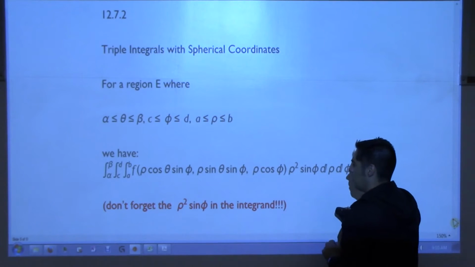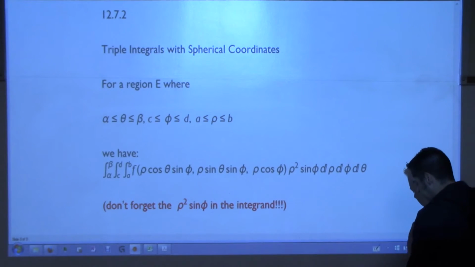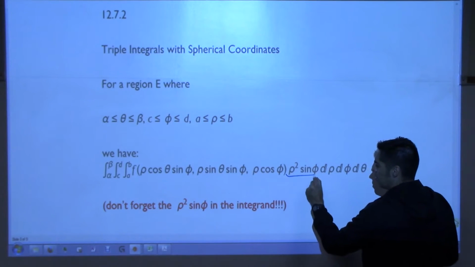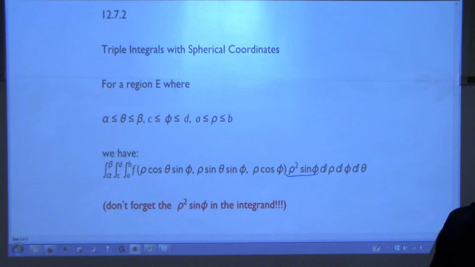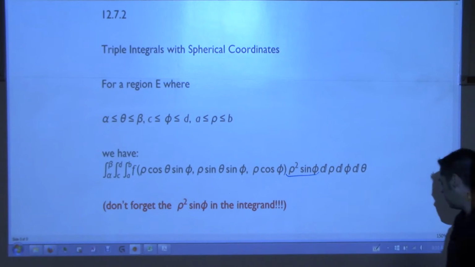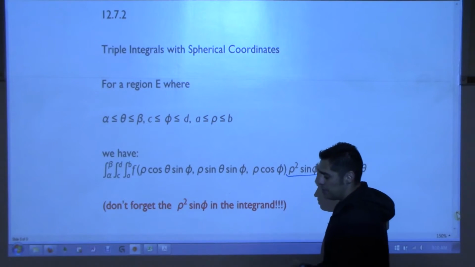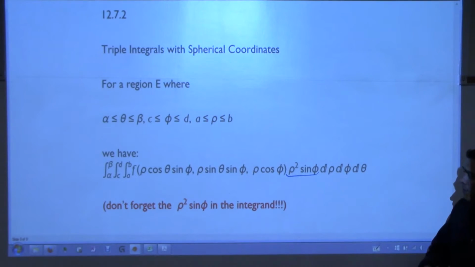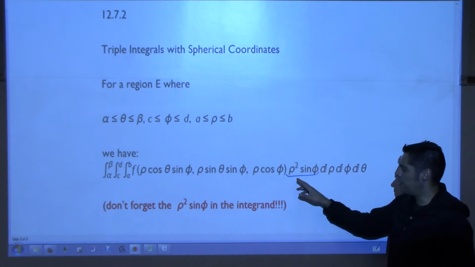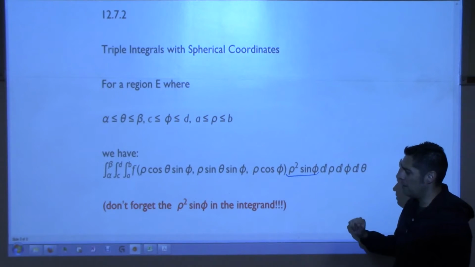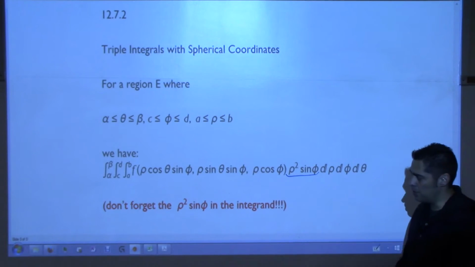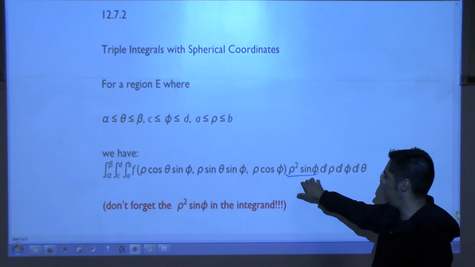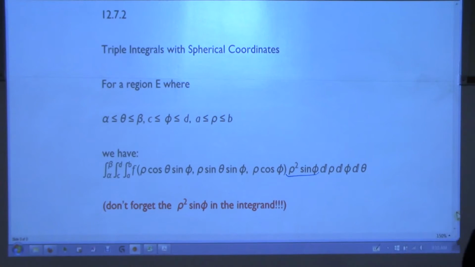All z's replaced with this. And then we have this very important rho squared sine phi. Remember when we did polar, and even in cylindrical, we always had to throw an r in there. Well, anytime you convert to spherical, you're going to have to throw in a rho squared sine phi. Always remember to put that in when you go to spherical. In the next section, 12.8, I'll actually talk about where that comes from.